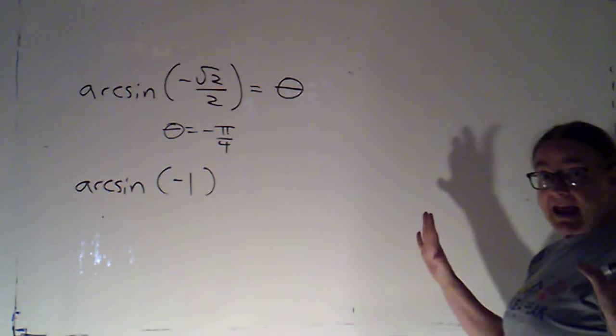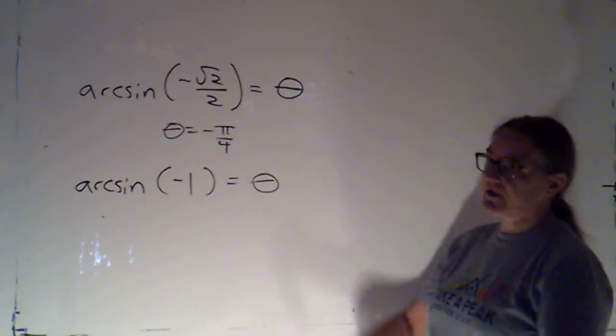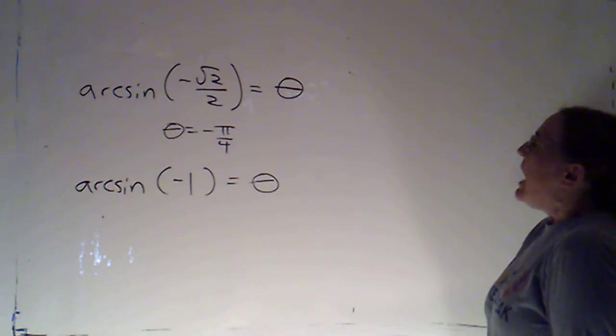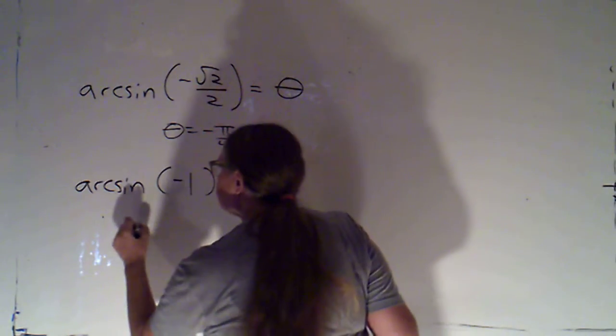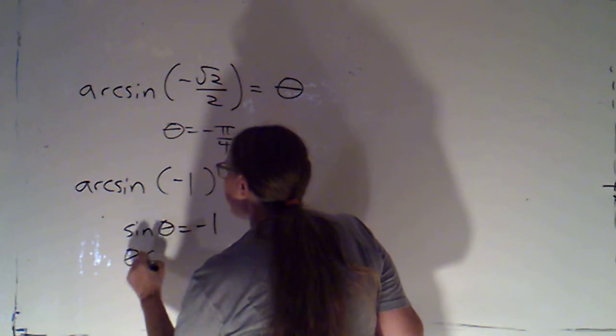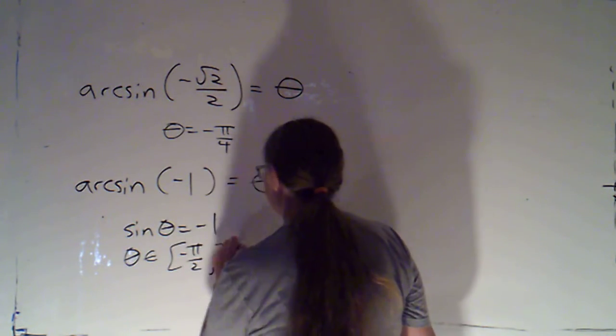Again, I want to give this a name that makes me think angle. I'm going to call it theta. Now, obviously, it's a different theta. I'm being very creative with my names. Okay, so what this means is that sine of theta is negative 1, and theta's in the interval from negative pi over 2 to positive pi over 2.